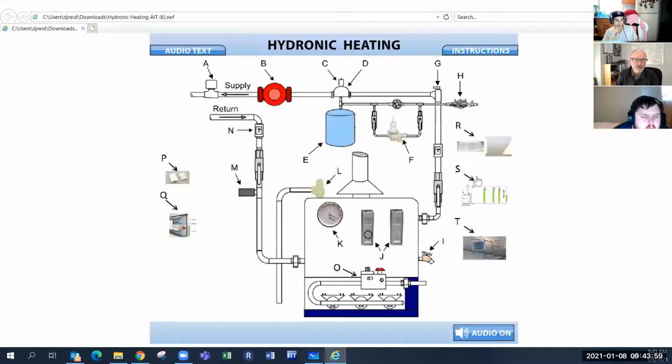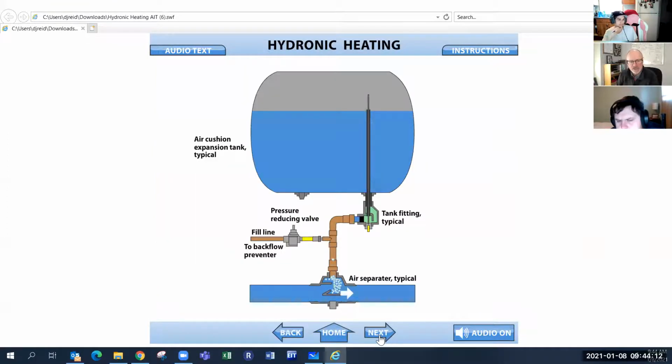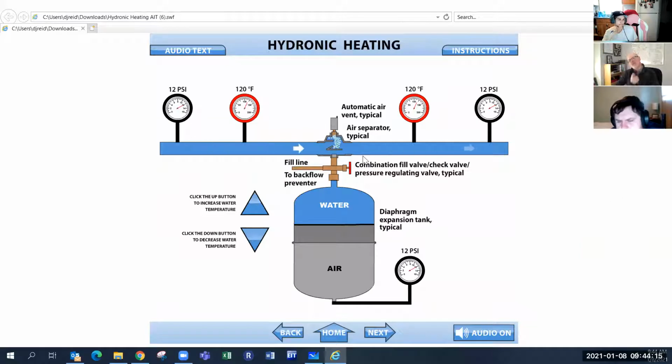Did everybody see the picture of the boiler there? This E right here is an expansion tank. If I click on that, it shows a couple of pictures of expansion tanks. But what I want to get to is here. You see the 12 PSI gauge. There's my pressure. And if you look on the other side of the expansion tank, the pressure is still 12 PSI. My temperature is currently at 120. And inside my diaphragm expansion tank, it is also 12 PSI.